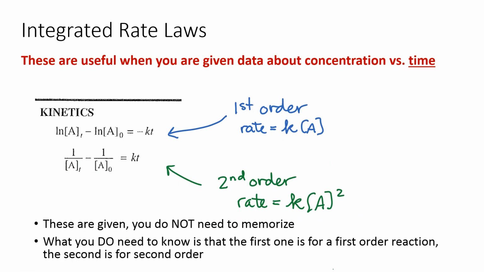So again, looking back to where this is on the equation sheet, it is in your kinetics section. These equations are given, but they are not labeled, so you do need to remember that the first equation goes with a first order reaction, the second equation goes with a second order reaction. Remember, we're talking about order that has to do with the exponent that shows up in the rate law.